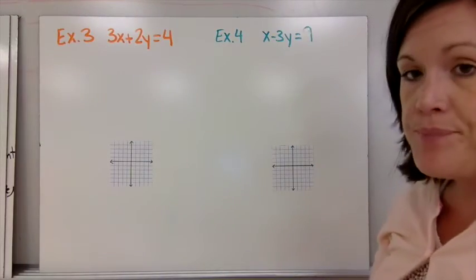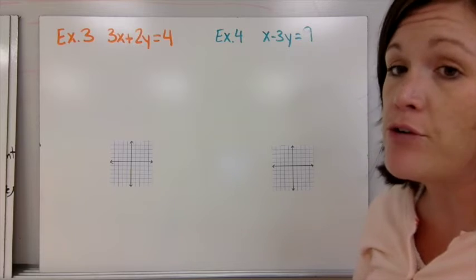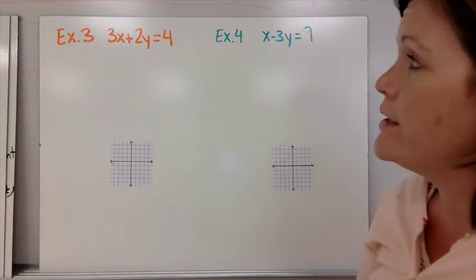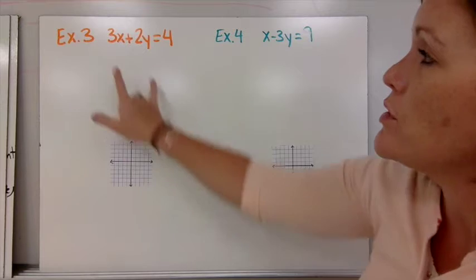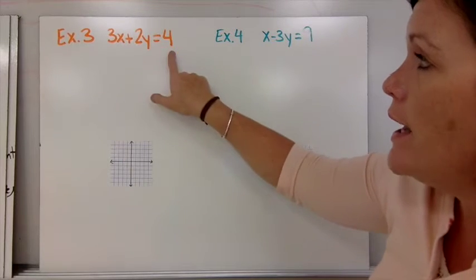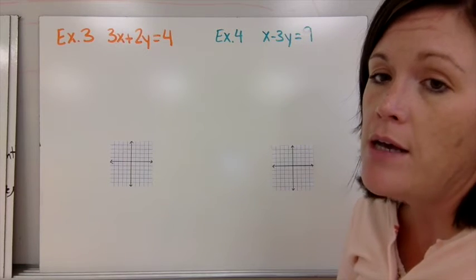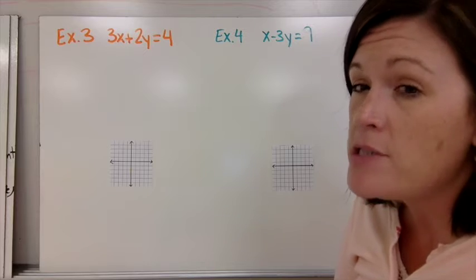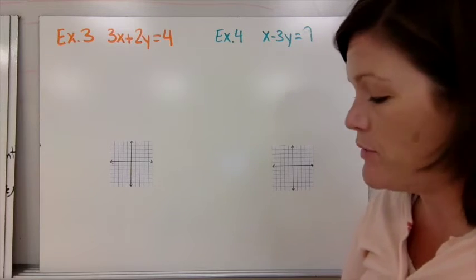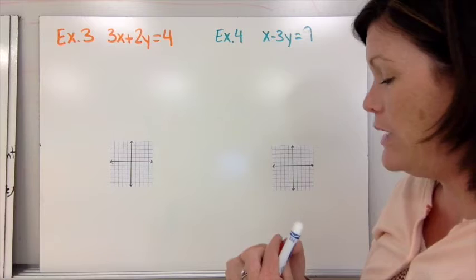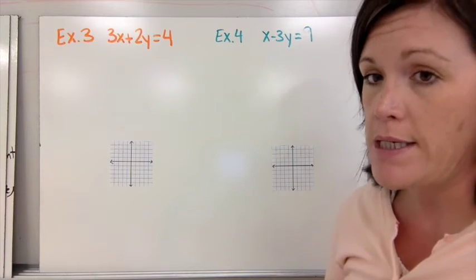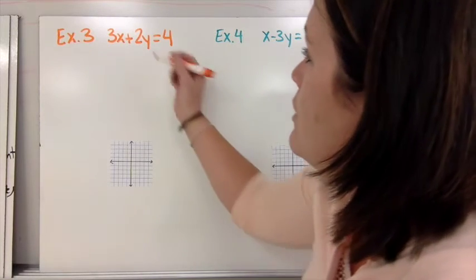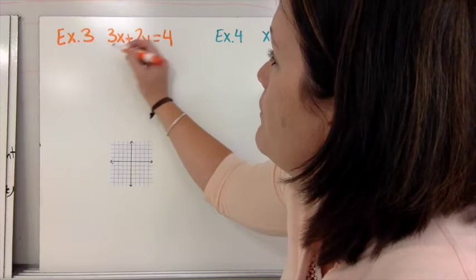For example 3, sometimes we're given standard form. This is what standard form looks like: 3x plus 2y equals 4. I have the x and y on one side, and the constant is on the other side. But I want us to solve for y so I can use those same easy steps we've already been looking at. So to get y by itself usually takes these 2 steps where I can move the x term.